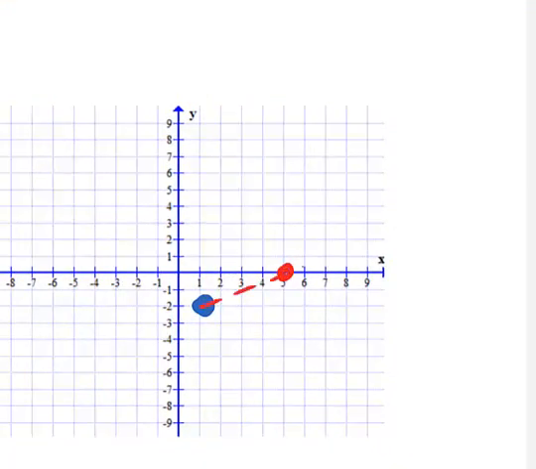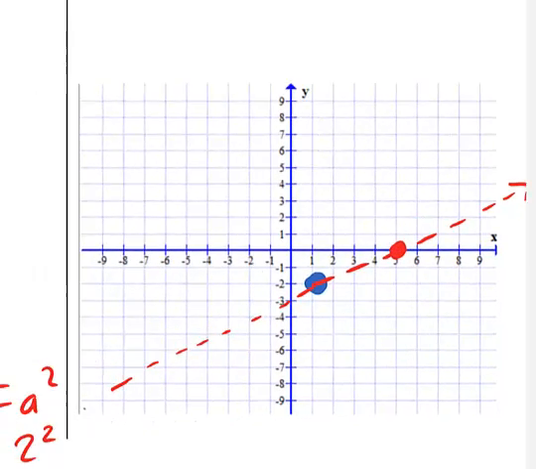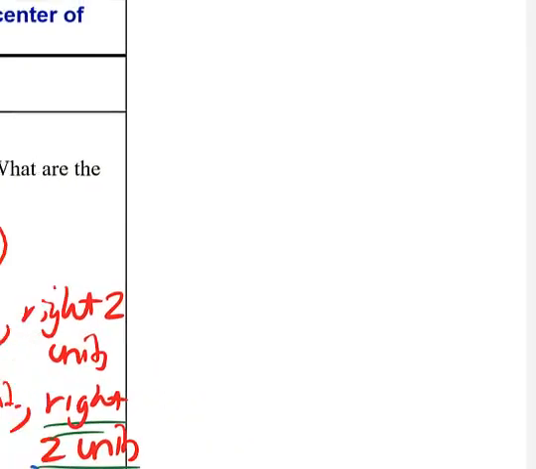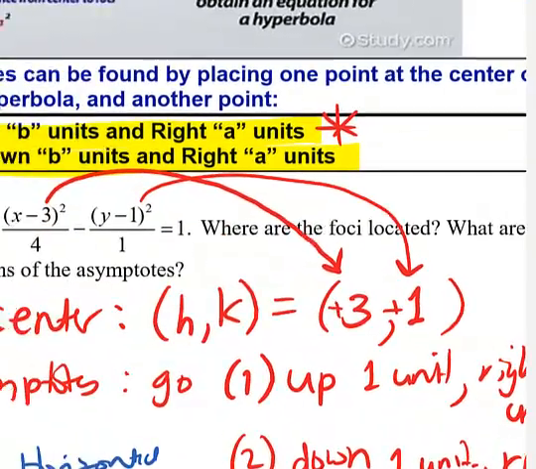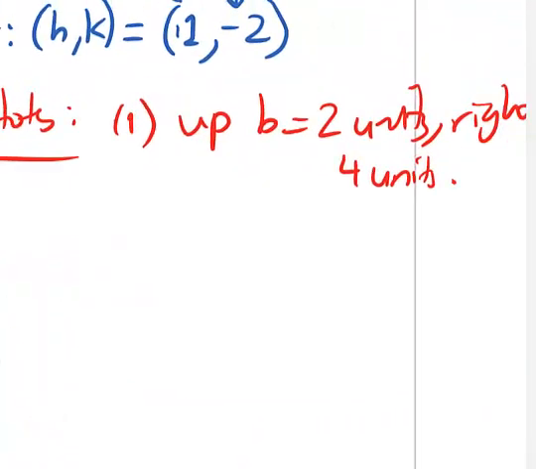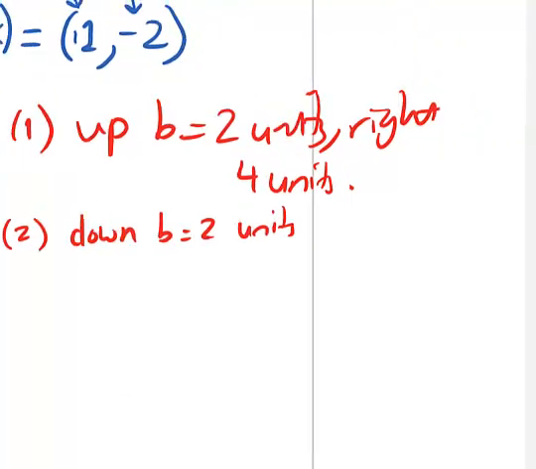And I'll just draw my nice dashed line right through that center and right through the second point I just drew. There's one asymptote. And the other one is similar, except we're going to, as it says here, go down b units this time and right a units. So down b equals 2 units, but we're still going right a equals 4 units.